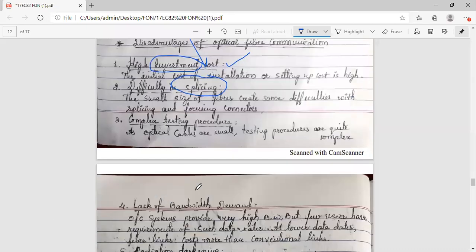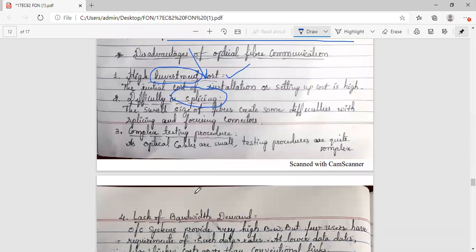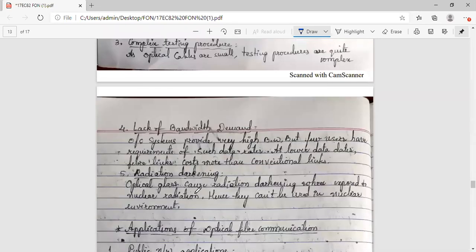No doubt these disadvantages are not major. The next one, lack of bandwidth demand. Even though optical fiber communication is providing you higher bandwidth, in terahertz also, right?